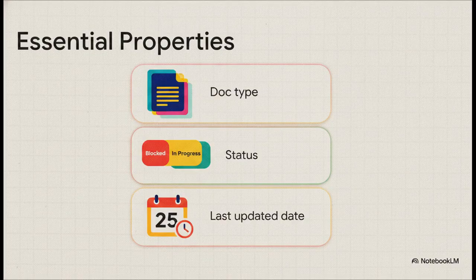Now, obviously, a database is only as good as its organization, right? You need to add 3 essential properties right off the bat. First, throw in a doc type property. You know, is this a PRD, a strategy note, a retrospective? Second, you want a status property. Use tags like draft, in review, and accepted. And third, and this is a really big one, folks, add a last updated date property. That ensures you and your team literally never have to second guess if a document is current or if it's some relic from 3 quarters ago.